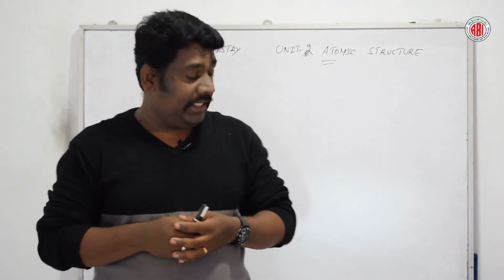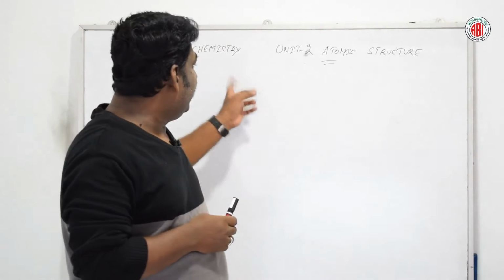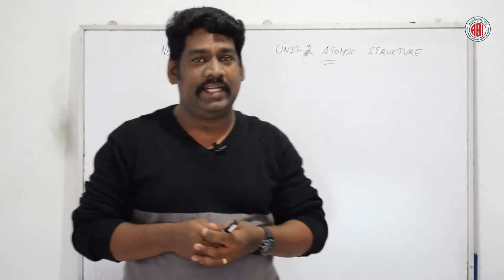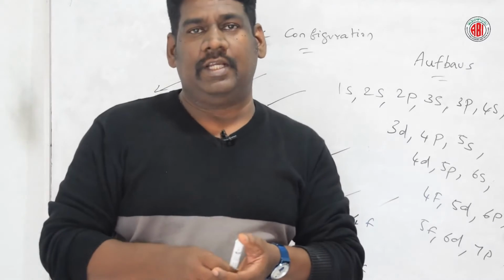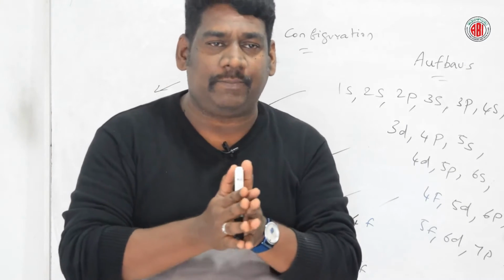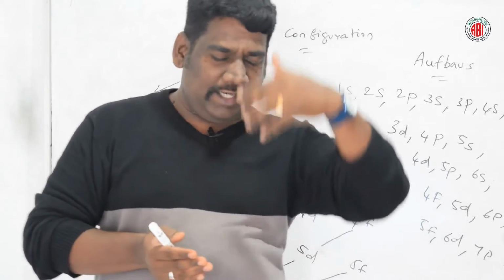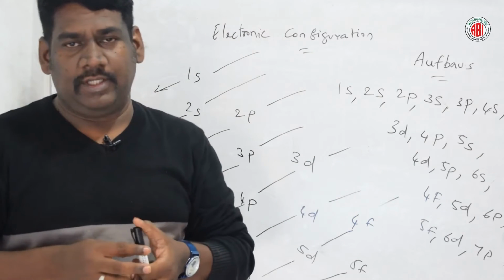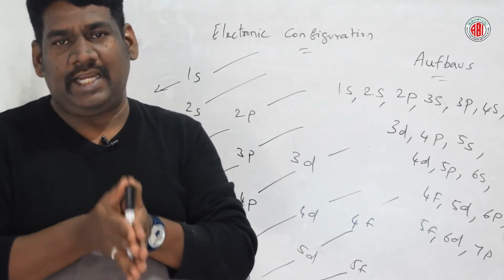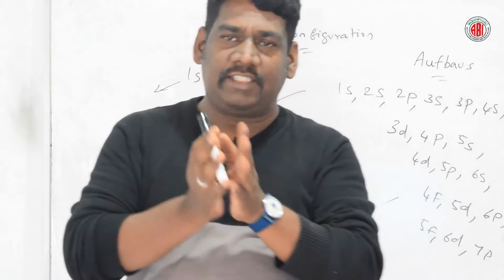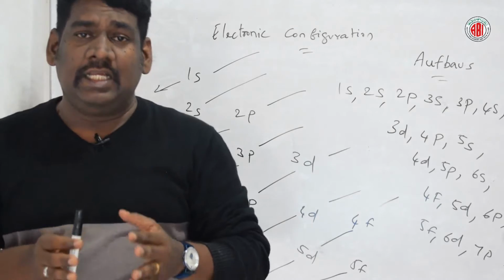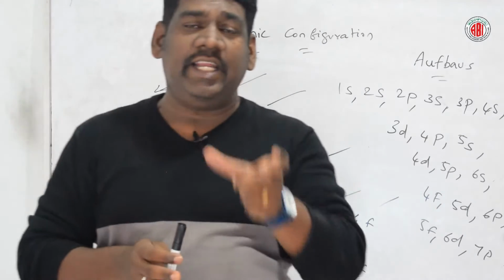Today we are going to discuss NEET chemistry unit 2, atomic structure, in detail. Let's start. We are going to discuss Hund's rule of maximum multiplicity. According to this rule, electron pairing will not take place in orbitals of the same energy, or the same subshell, until each orbital is singly filled.